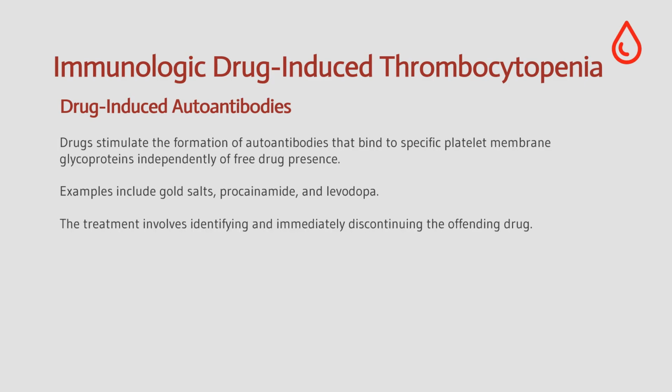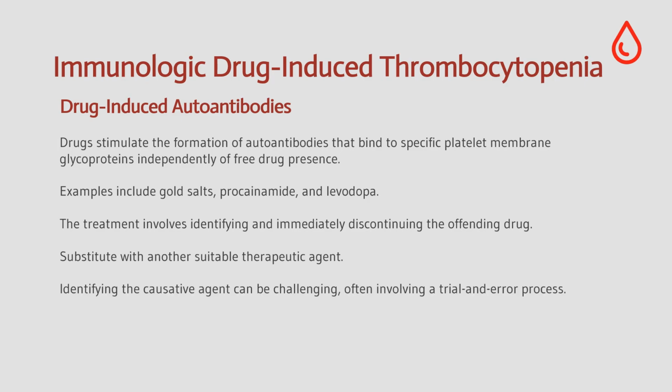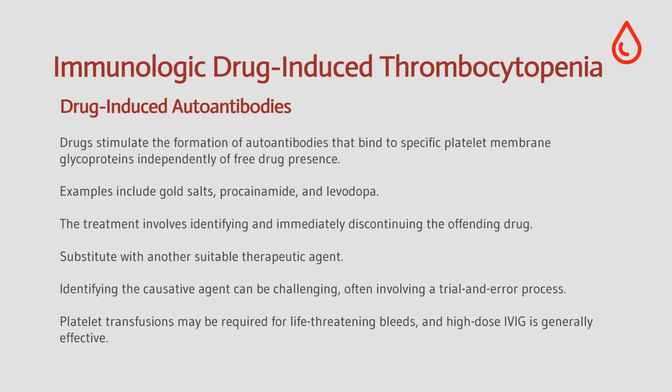The treatment involves identifying and immediately discontinuing the offending drug. Substitute with another suitable therapeutic agent. Identifying the causative agent can be challenging, often involving a trial and error process. Platelet transfusions may be required for life-threatening bleeds, and high-dose IVIG is generally effective.